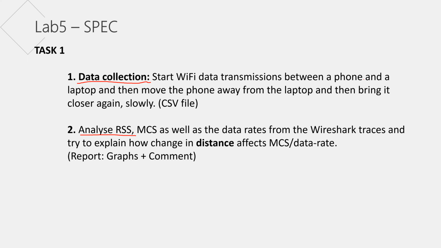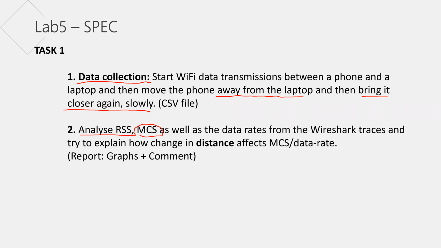Task 1 is what we need to do is just connect your laptop or desktop with your mobile hotspot, and then you bring your mobile hotspot away from the laptop and bring it back slowly, and save it as a CSV file. Of course, you also need to apply a filter. And after the collection, you are required to analyze the RSS, the signal strength, as well as the MCS.